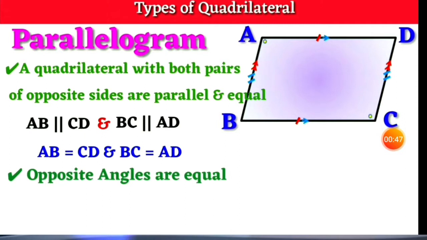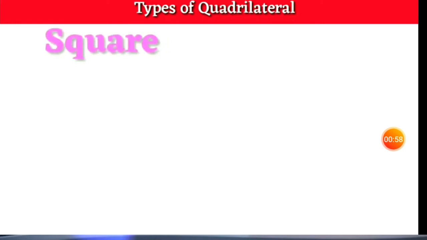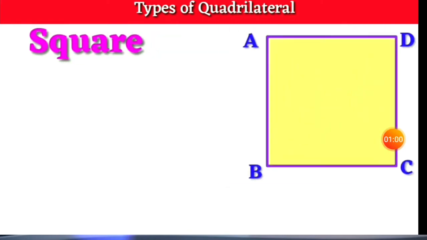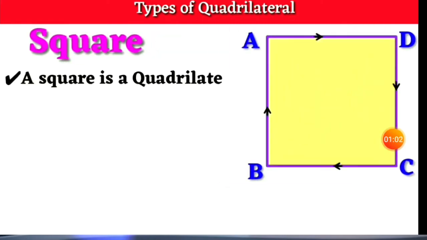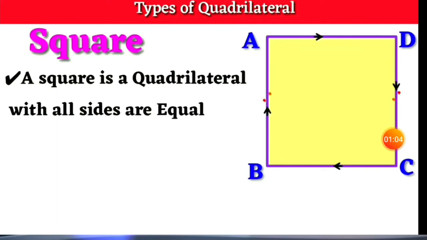Opposite angles are also equal. Here we can see that angle A and angle C are equal. Same way, angle B and angle D are also equal. Now second type of quadrilateral is a square. A square is a quadrilateral with all the sides equal. Here there are 4 sides and all the 4 sides are equal. That is, AB is equal to BC is equal to CD is equal to AD.